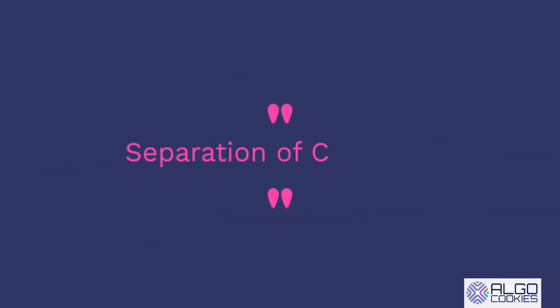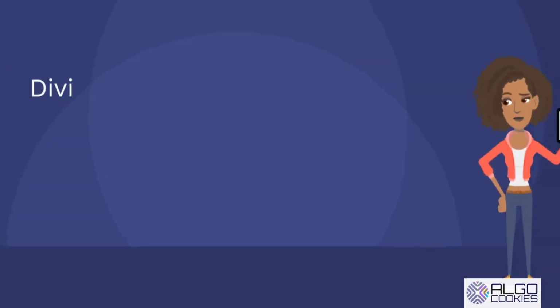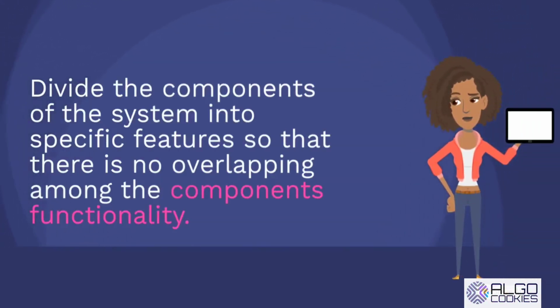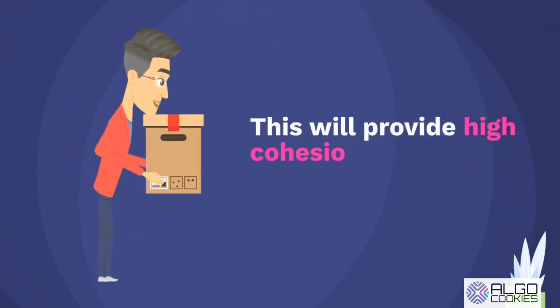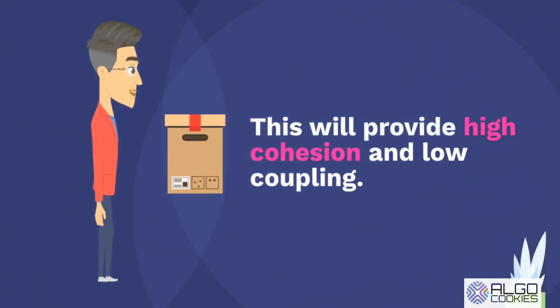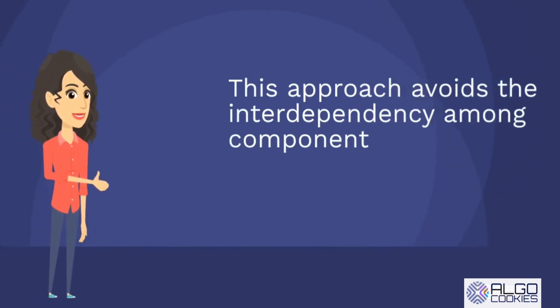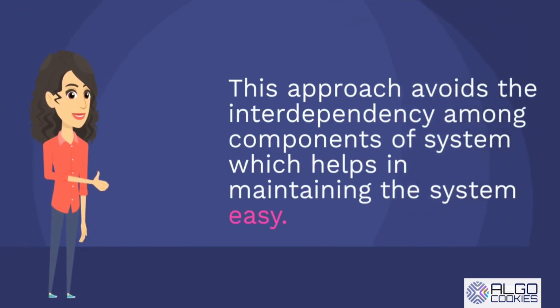Separation of concerns. Divide the components of the system into specific features so that there is no overlapping among the components' functionality. This will provide high cohesion and low coupling. This approach avoids the interdependency among components of the system, which helps in maintaining the system easily.